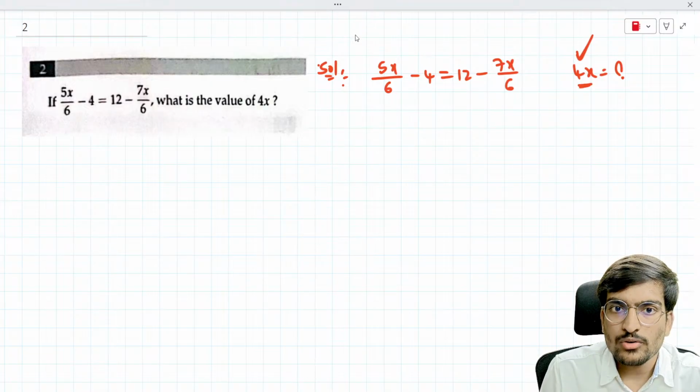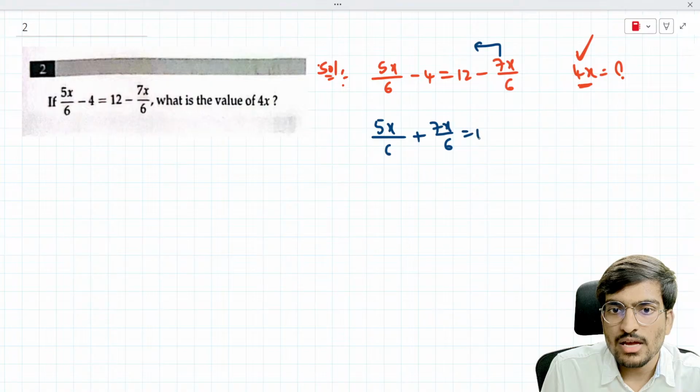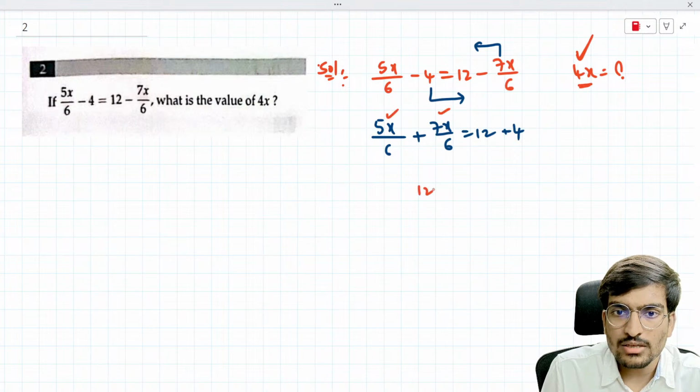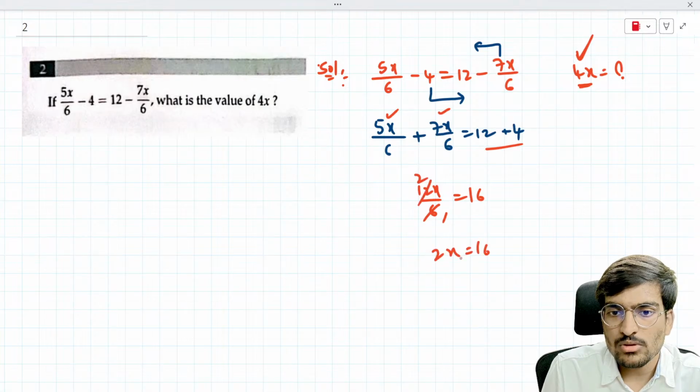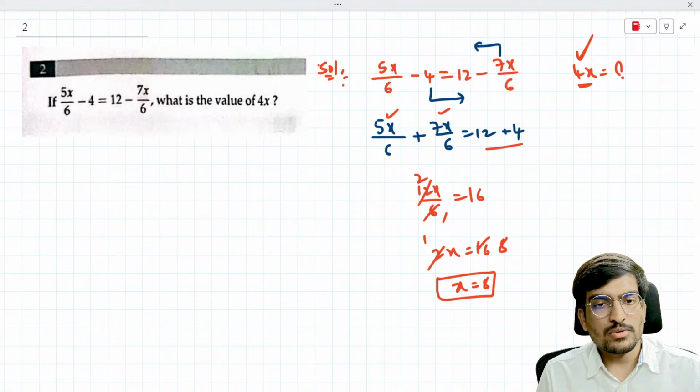What we do first is write all the x terms on one side. This is negative; when you transpose, it becomes positive 7x by 6, and this equals 12. Forward this negative 4, it becomes positive 4. So what do I get? 5x plus 7x, 12x by 6, equals 16. 6 ones are 6, 6 twos are 12, so 2x equals 16. 2 ones are 2, 2 eights are 16, x equals 8. I don't see you people did this question quicker.